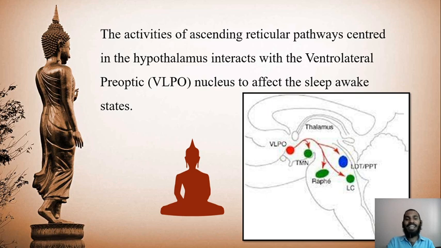And this is another point. The activities of the ascending reticular pathways centered in the hypothalamus interact with the ventrolateral preoptic nucleus to affect the sleep-wake states. This concept has been asked in the UGC NET exams, at the point of VLPO. So the ventrolateral preoptic nucleus is interacted with by the ascending reticular activating system, thus maintaining sleep and wake states. Please remember the VLPO, or ventrolateral preoptic nucleus, is related to the sleep-wake states.